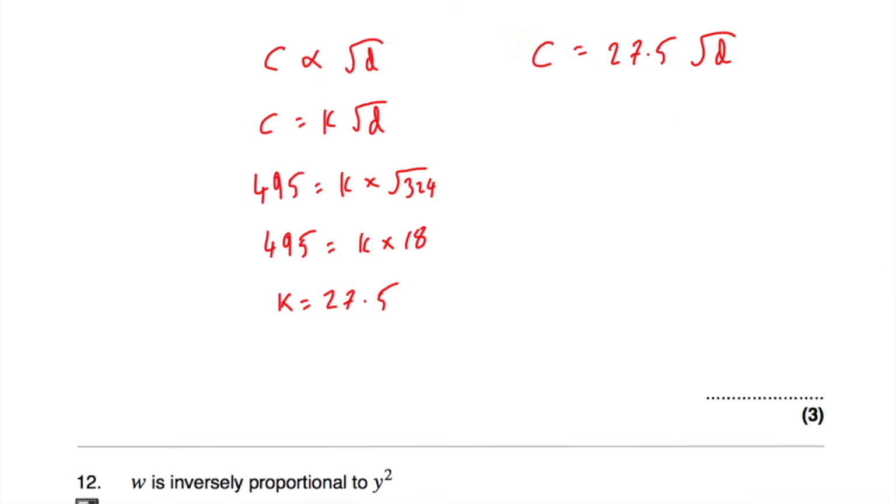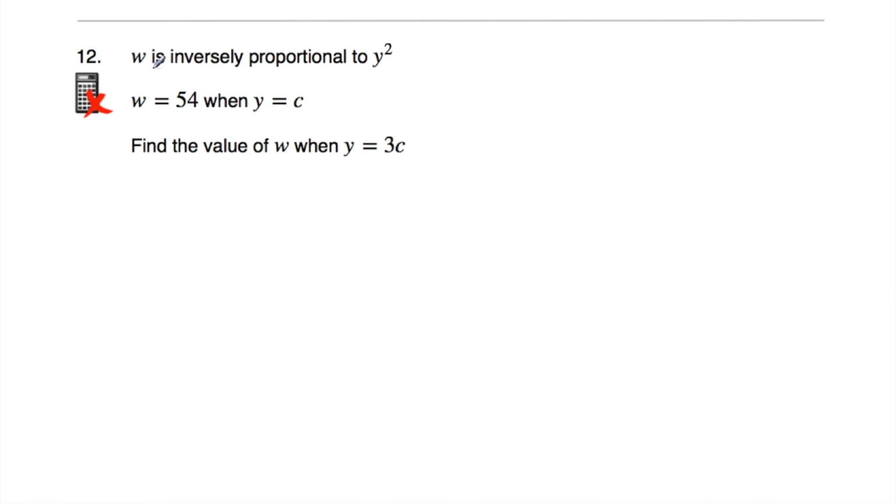Okay, let's look at our next question, question number 12. Question number 12 says W is inversely proportional to y squared. Okay, so that's fantastic. And actually, let's get rid of the proportionality symbol. So W is equal to K over y squared, just multiplying the right hand side by K, the constant of proportionality. Okay, now we're told some information here.